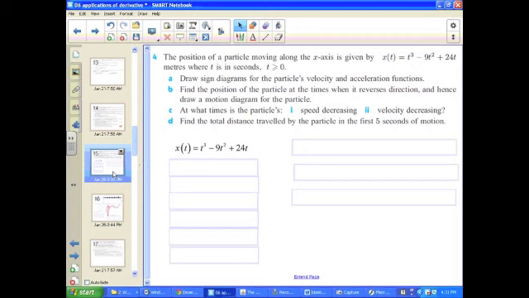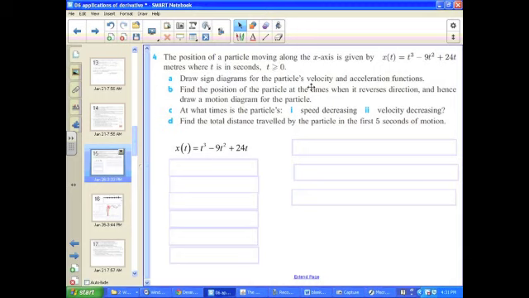On page 7 of your handout, there's this problem which deals with the position of a particle moving along the x-axis, so that's moving along a straight line, and it says its position on x is dependent on time according to this particular rule. Time is measured in seconds, the position is measured in meters, and time is positive starting at 0 and moving forward.